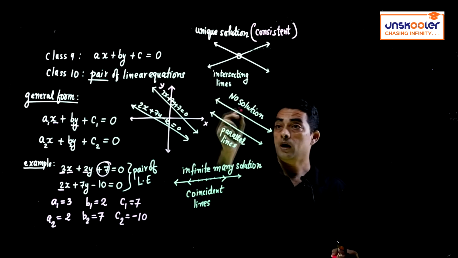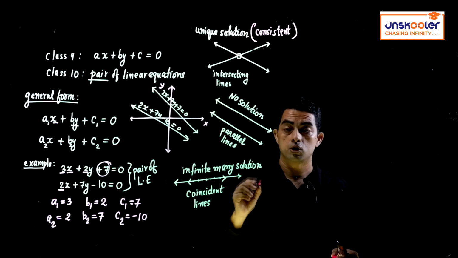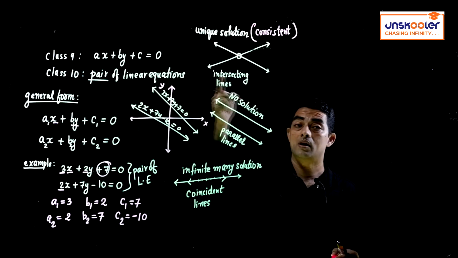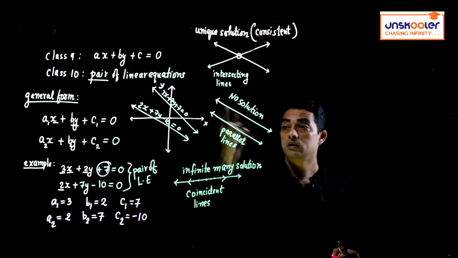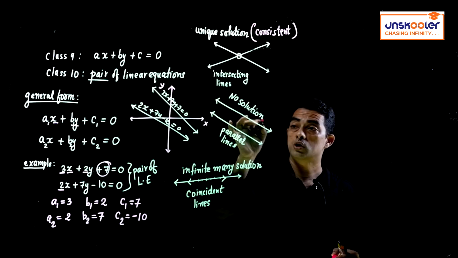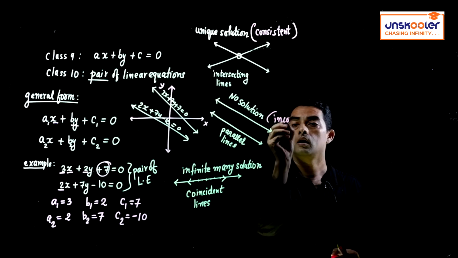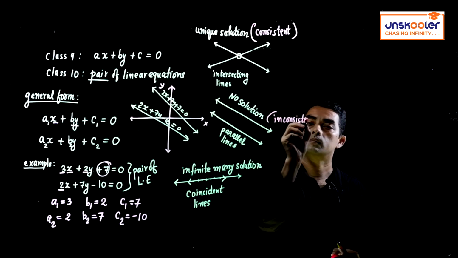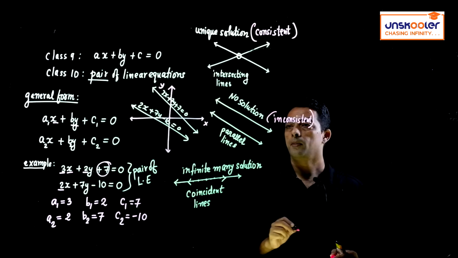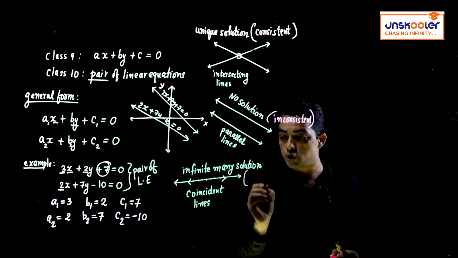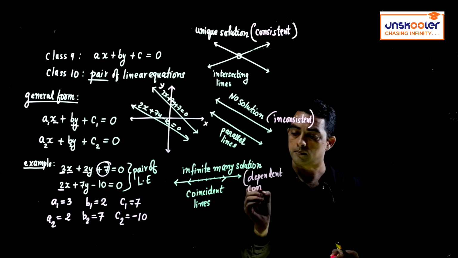Now, the other word for no solution, because they're not touching: consistent means they are cutting each other at least at one point. Here they are not cutting each other. So no solution is called inconsistent. For infinitely many solutions, we use the words dependent consistent.